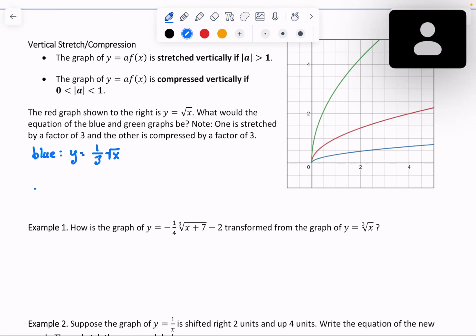The green one is faster, right? So it's not multiplying it by 1/3, but multiplying it by 3. So the green one would just be 3 square root of x. Notice how both of these have a 3 in there. So this determines whether it's a stretch or a compression. If it's a compression, then it's 1/3, stretch, multiplied by 3.